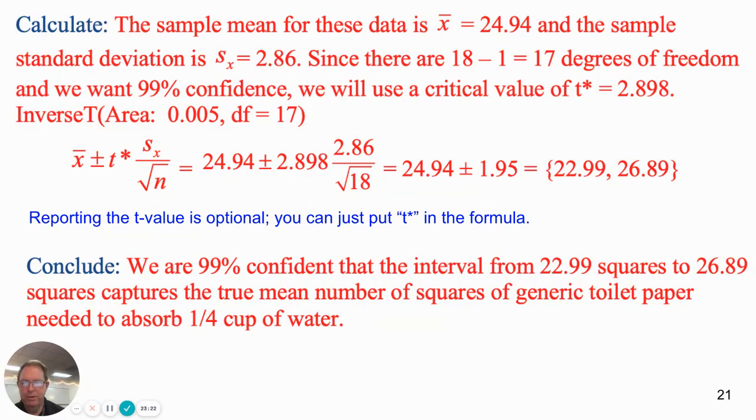And finally, we need to conclude. That means we interpret our confidence interval. We are 99% confident that the interval from 22.99 squares to 26.89 squares captures the true mean number of squares of generic toilet paper needed to absorb 1/4 cup of water. And that's our presentation for today.